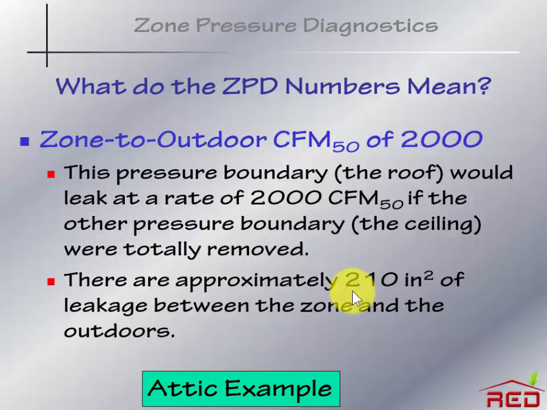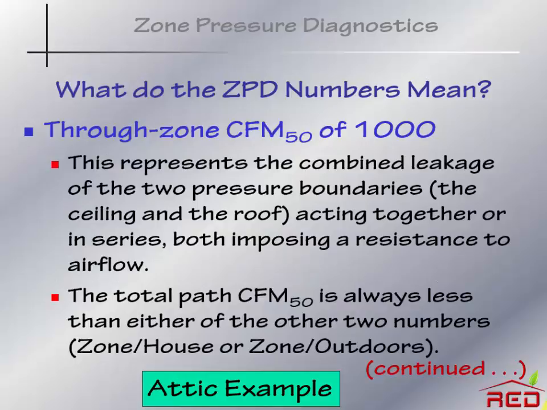We don't have to go measure it with a tape measure, but this would include the vents that are already in place, and it would also include any leakage in the soffits and things where there are not intentional vents. And then finally, the flow through the zone, the through zone flow or the total path of 1000 represents the combined leakage of both pressure boundaries, the ceiling, gable ends and the roof acting together, or in other words in series. Both of these impose resistance to airflow.